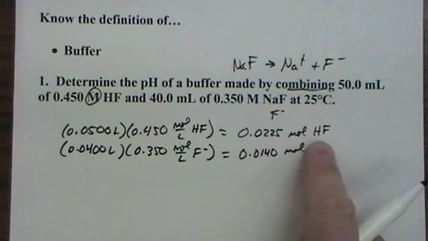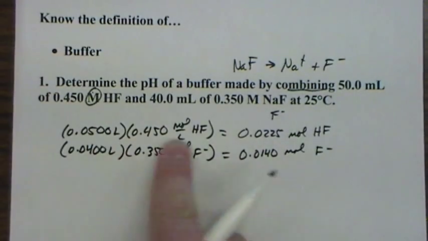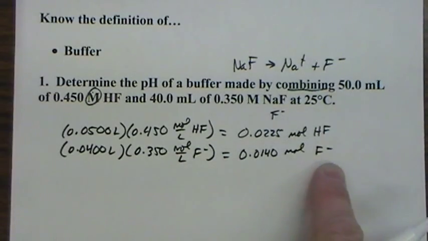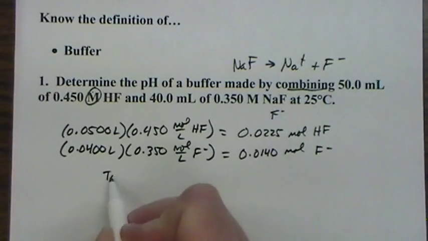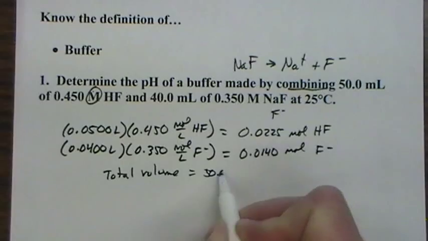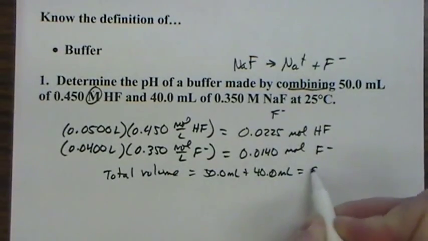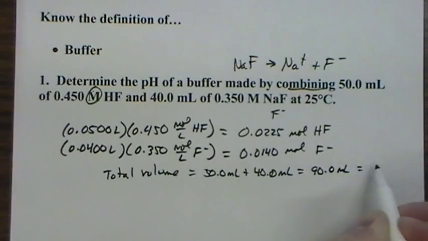But you should be aware that that's all that we're interested in. Now we have the moles of HF and F-. This is the moles of HF that were present in the one sample. Here's the moles of F- present in the second sample. Now the total volume is 50 mL plus 40 mL, which is 90 mL, which is 0.09 liters.